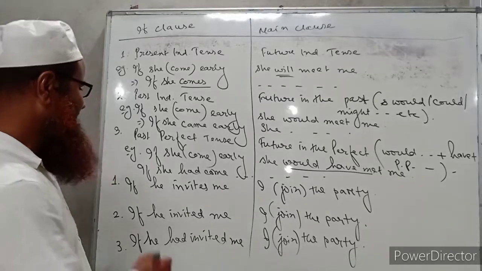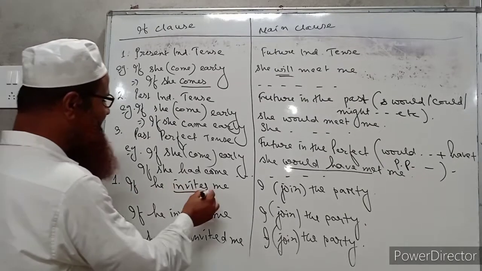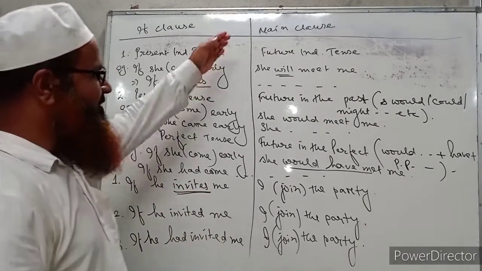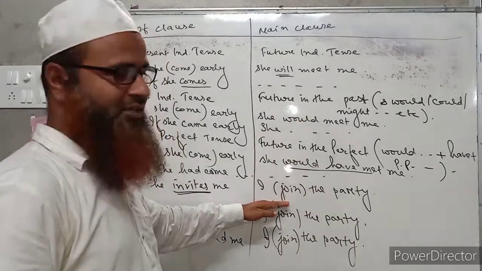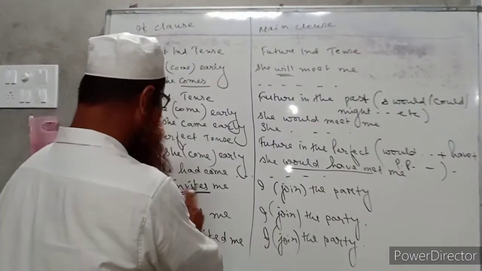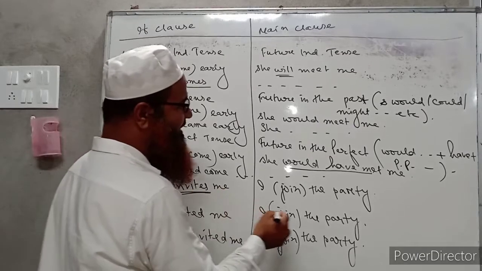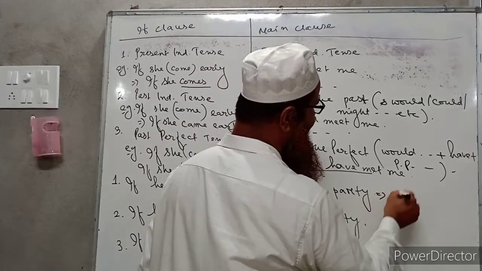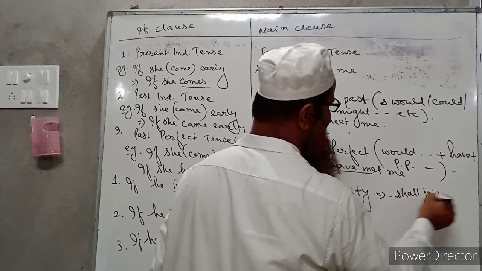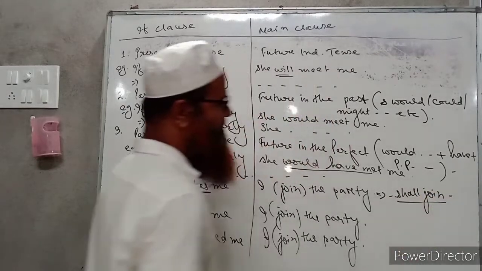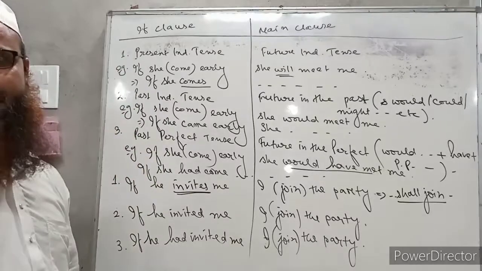So you see the if clause here is written in present indefinite tense. So according to the rule, the main clause must be in future indefinite. So it would be: if he invites me, I shall join the party. I shall join or I will join. Surely you have understood, I hope. So I shall join the party.